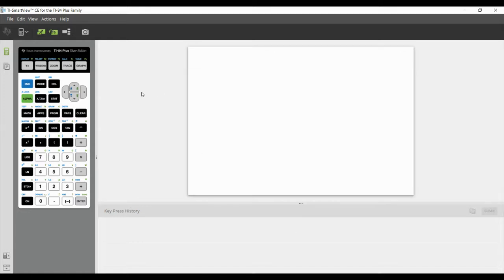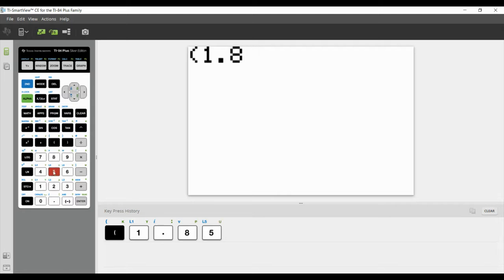So we're on the main screen. We've already found all the pieces that we need to plug in. I'm going to start with parentheses around my critical value. So we're going to plug in our critical value positive, 1.8595. This is coming from the problem in our PowerPoint for linear regression.